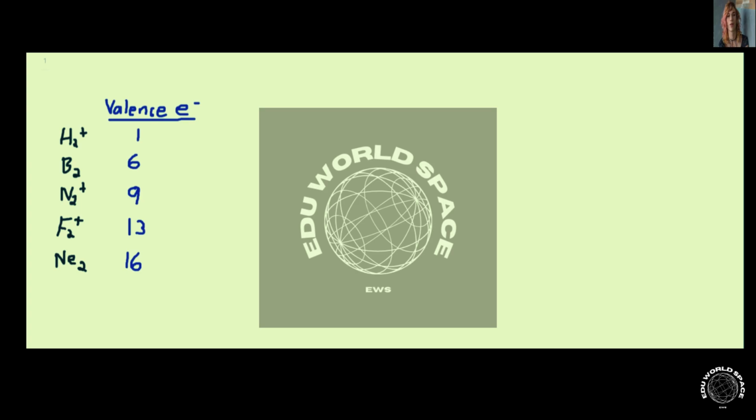Alright guys, we're doing problem 106, chapter 9, Chemistry: The Central Science. It wants us to place the molecules and ions in order from largest to smallest bond order.